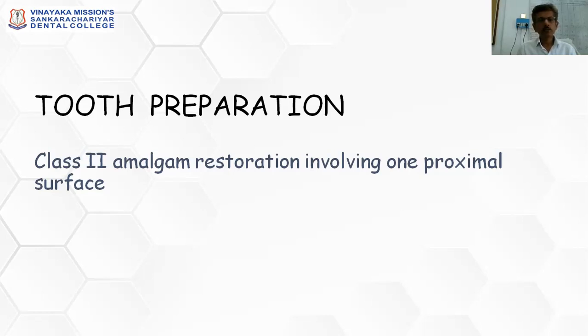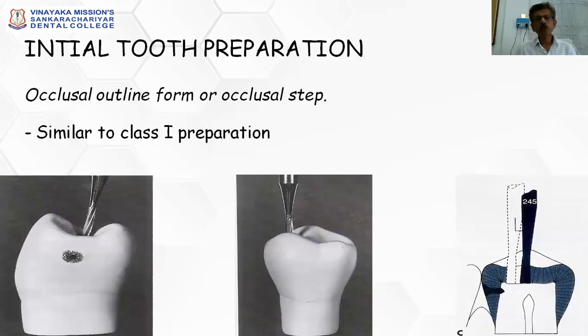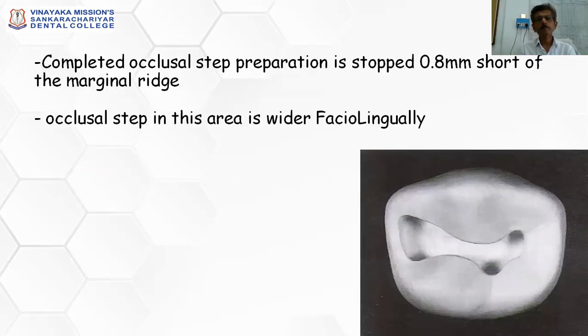Now, class 2 basically involves occlusal and proximal surfaces of the tooth. Initial tooth preparation: again, outline form, the occlusal step, similar to the class 1 preparation. Same principles. The completed occlusal step should be stopped 2.2 millimeters short of the marginal ridge. The occlusal step in this area is a little bit wider faciolingually.